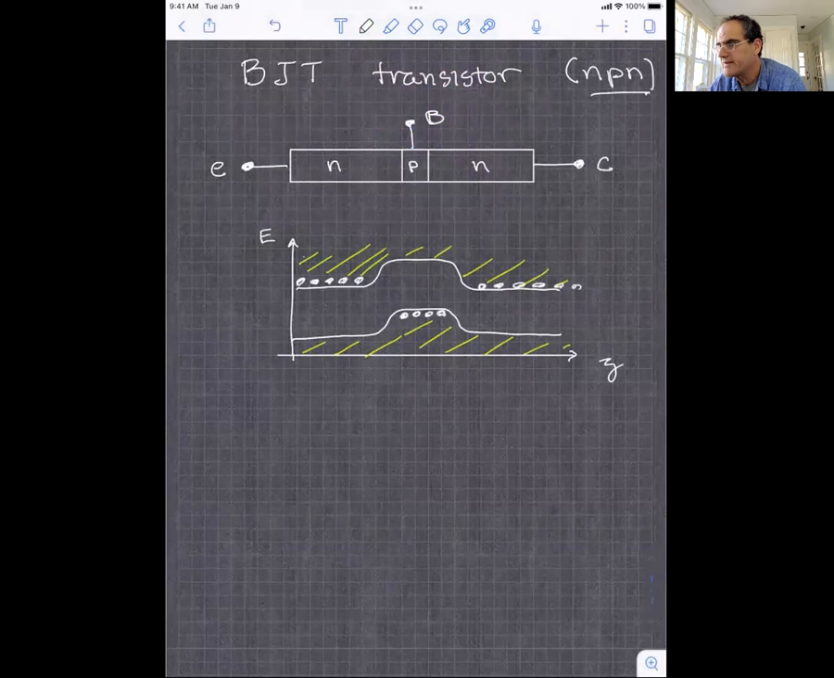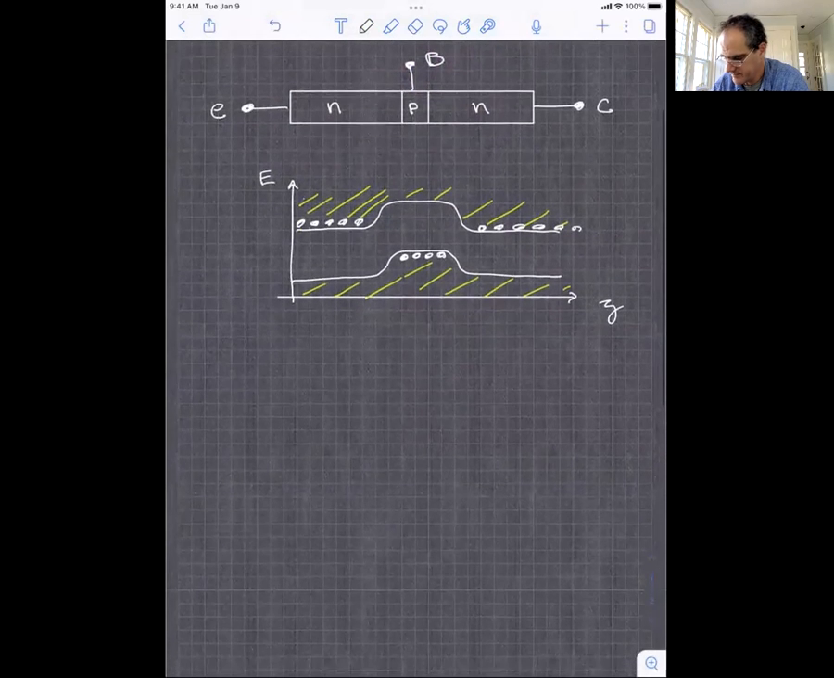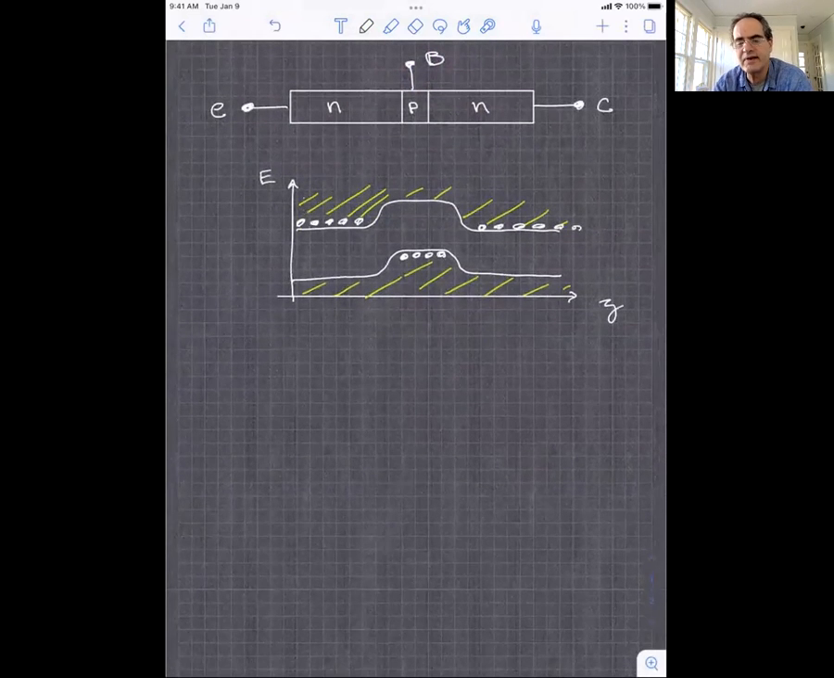And this is how things might look in the state where there are no voltages being applied to the emitter, base, and collector. They're all at 0 volts. And of course, in this state, no current will flow. Now, what's interesting is what happens when we start to apply a voltage. First, let's imagine applying a voltage between the emitter and the collector.